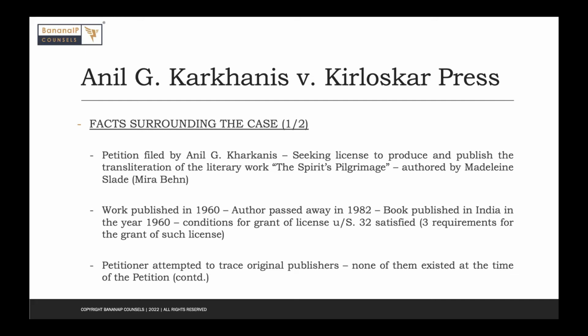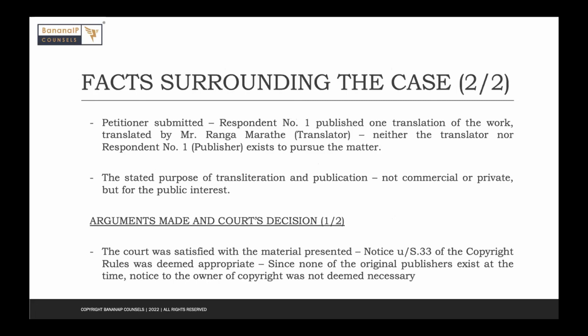The petitioner submitted before the Bombay High Court that they did attempt to trace the original publishers of the work, but none of them existed at the time of the petition, so they could not contact them for the purpose of seeking a license from them. They also submitted that they were able to find one abridged translation of the work, which was translated by one Mr. Ranga Marathe, who was the translator of the work, and published by the respondent number 1 in this case, that is Kirloskar Press. However, the petitioner was unable to find the translator or the respondent number 1 since they did not exist at the time of the petition, and thus the petitioner could not pursue the matter with them.